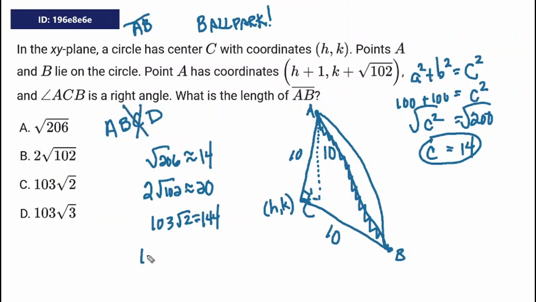And then D says, also worth remembering, 103 times square root of 3. Square root of 3 is about 1.7. So it's 103 times 1.7. And that's about 175. Obviously, that is nowhere near 14. So you get it down to 2, and you're like, okay, I ballparked. 14 is pretty close to 14. Should I pick that, or should I pick 20? You should definitely, obviously, pick the one that's closest to 14. That's the right answer. You get it right.